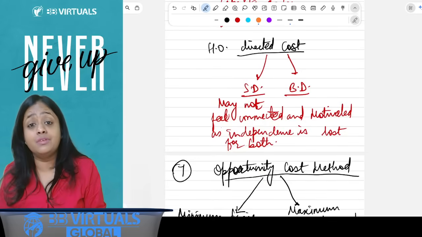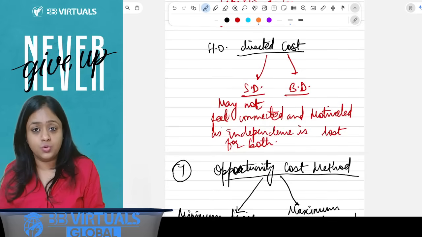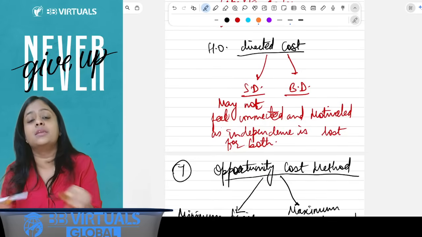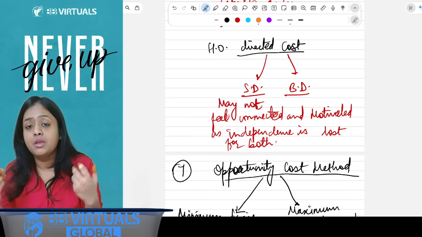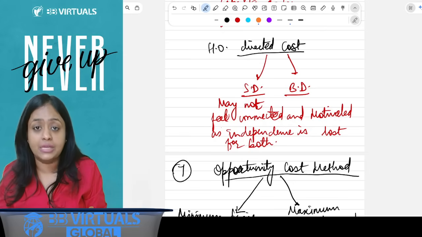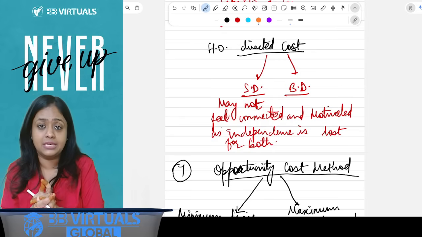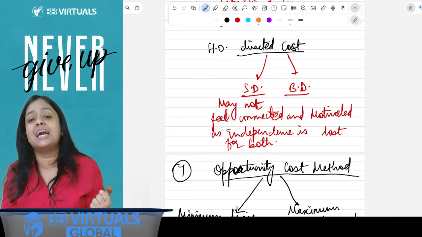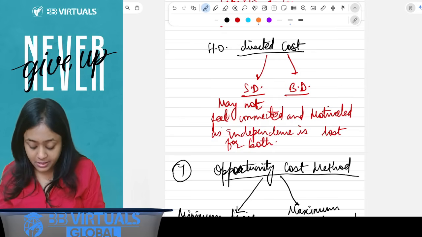Now we can have even HO directed cost as a tool, but this is not recommended. Both the entities will not recommend it because it will snatch away their status of independence, which otherwise they're autonomous entities, autonomous divisions. It will snatch away that. So that is not recommended at all.